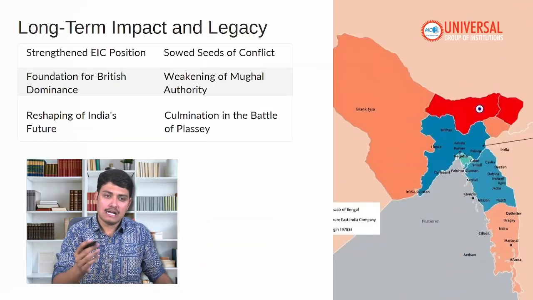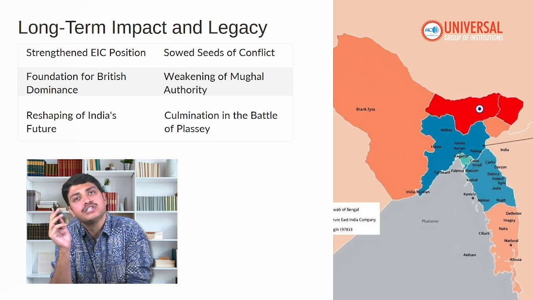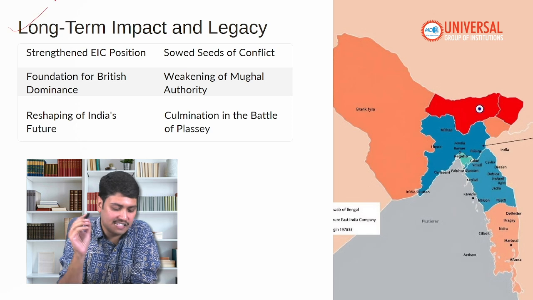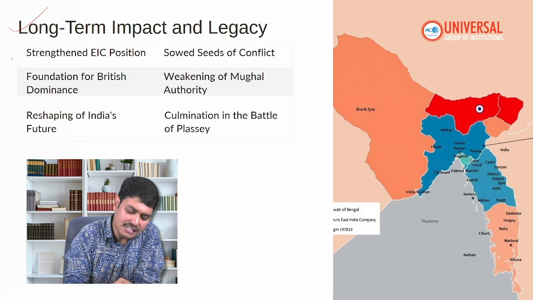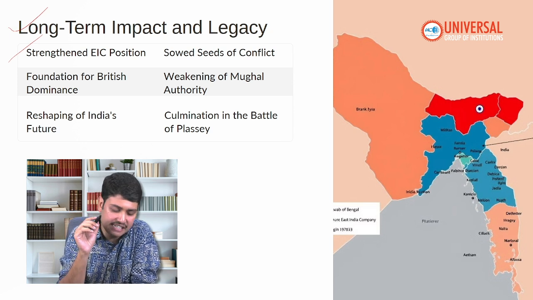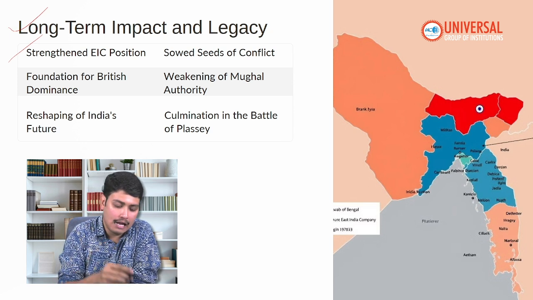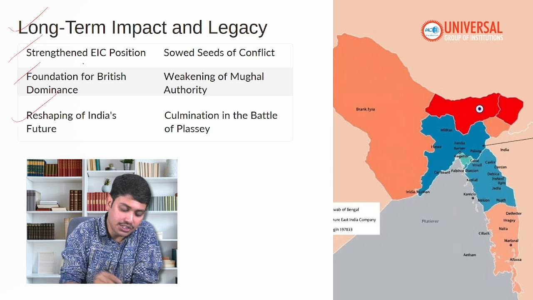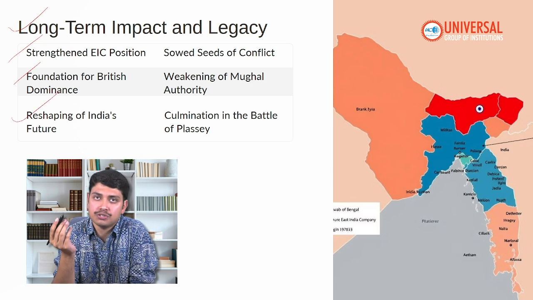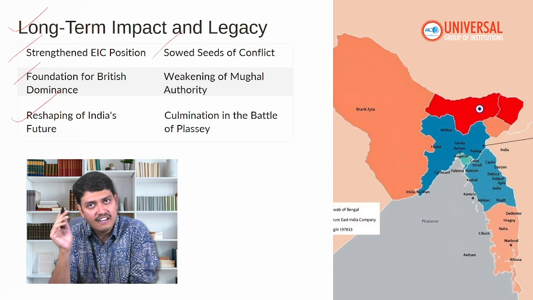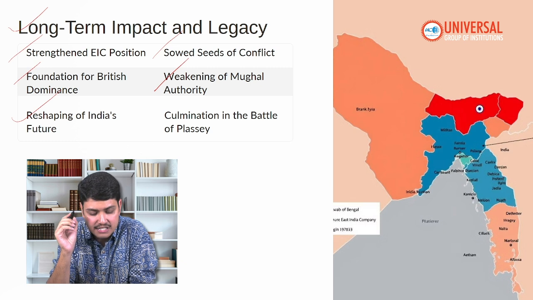Now, as we can see, the long-term impact and legacy of the Farman of Farrukhsiyar of 1717: it strengthened the political and economic position of the English East India Company in India. It also created a foundation for British dominance in South Asia, and it reshaped India's future. On the other hand, it sowed seeds of conflict. It weakened the Mughal authority.